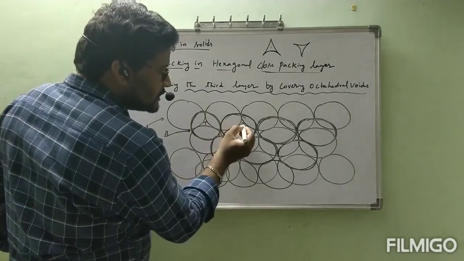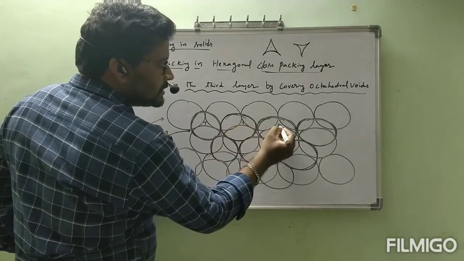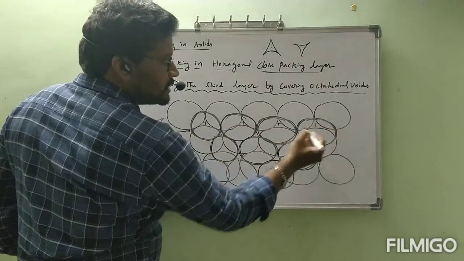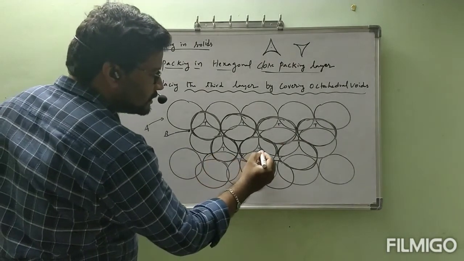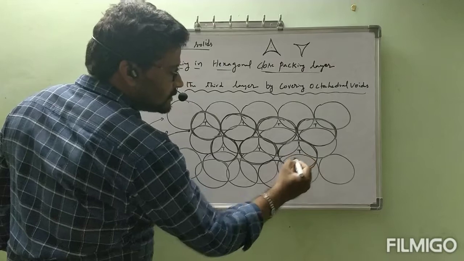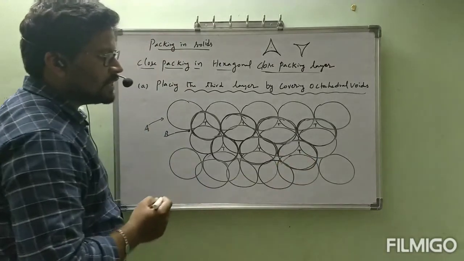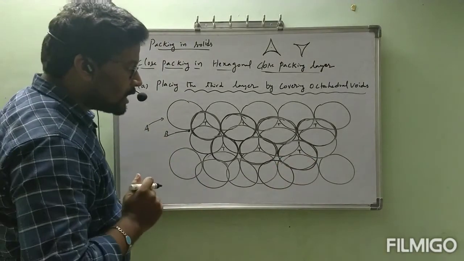concentrate carefully. This is also tetrahedral void. This is also tetrahedral void. This is also tetrahedral void. Next, this is also tetrahedral void. This one, same this one. These are all tetrahedral voids. What did I keep? Now, what about the octahedral voids?